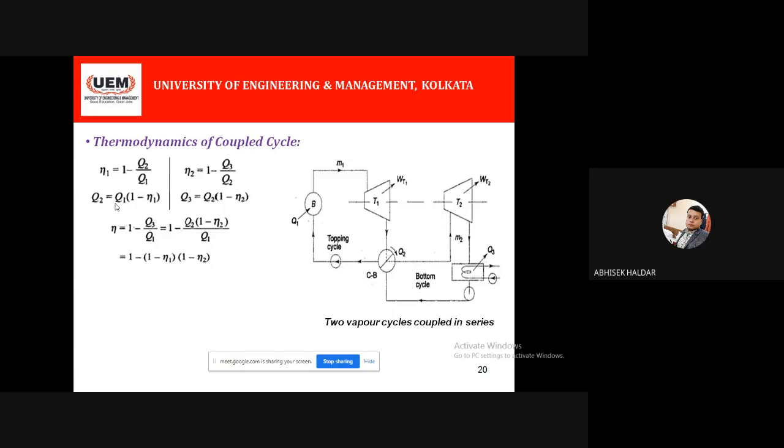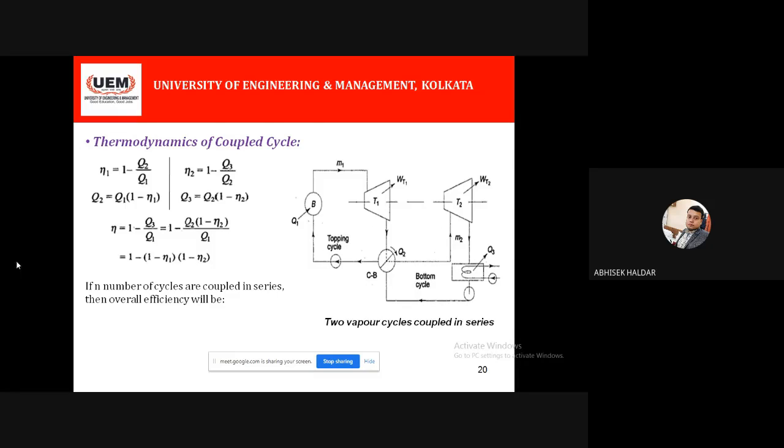From this equation, Q2 by Q1 means 1 minus eta 1, right? So I can write 1 minus eta 1 into 1 minus eta 2, or not? Yes, sir. So in the simplified equation, you see the two cycles are there, eta 1 and eta 2. Say the two cycle efficiencies are given: eta 1 value is 0.35, eta 2 value is 0.4.